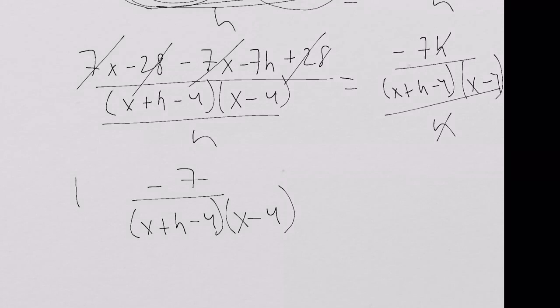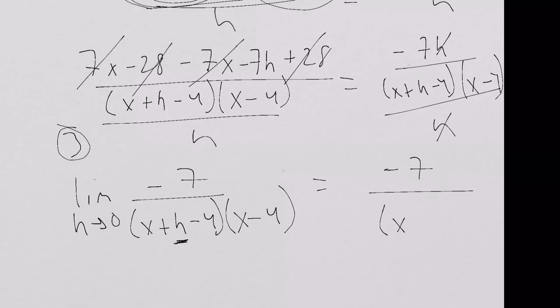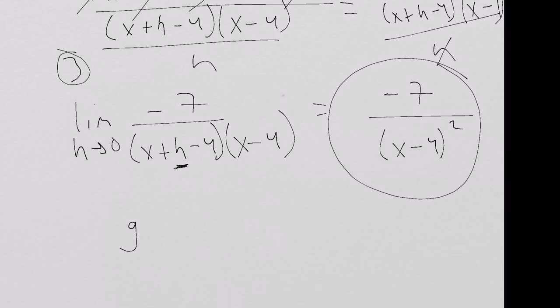Now I can add that last step of saying h goes to 0. So now if h goes to 0, I still have my negative 7 up top, but then this first one, that h goes to 0, I just have x minus 4. So I have x minus 4 times x minus 4, which is x minus 4 squared. What we have here is my slope generating function. This is my derivative, so I could write g prime of x equals negative 7 over x minus 4 squared.